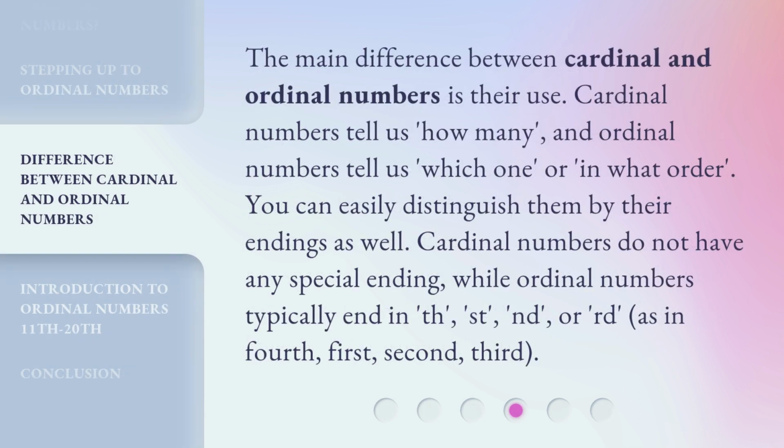The main difference between cardinal and ordinal numbers is their use. Cardinal numbers tell us how many, and ordinal numbers tell us which one, or in what order. You can easily distinguish them by their endings as well. Cardinal numbers do not have any special ending, while ordinal numbers typically end in th, st, nd, or rd, as in 4th, 1st, 2nd, 3rd.